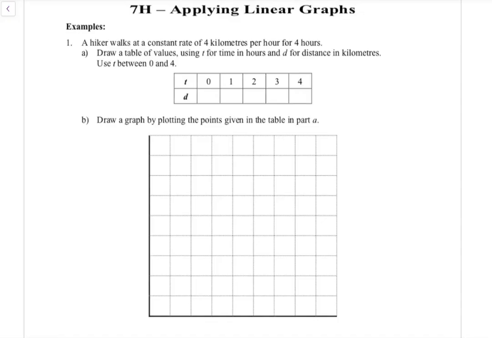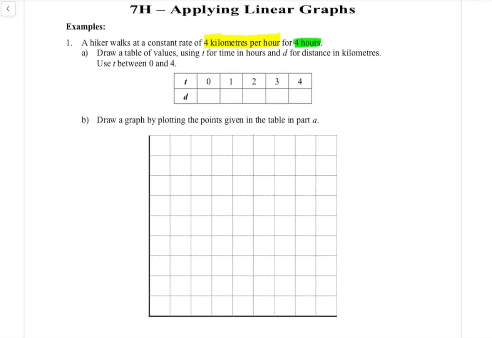Hello Year 8 students. Today we're going to be looking at exercise 7H and how we can apply some straight line graphs to different simple situations. So let's look at our first question. A hiker walks at a constant rate of 4 kilometres per hour for 4 hours. So, key part here, they walk at 4 kilometres per hour and they're going to be walking for 4 hours.